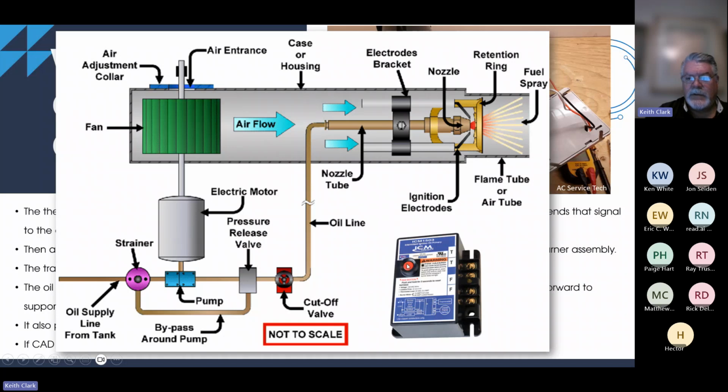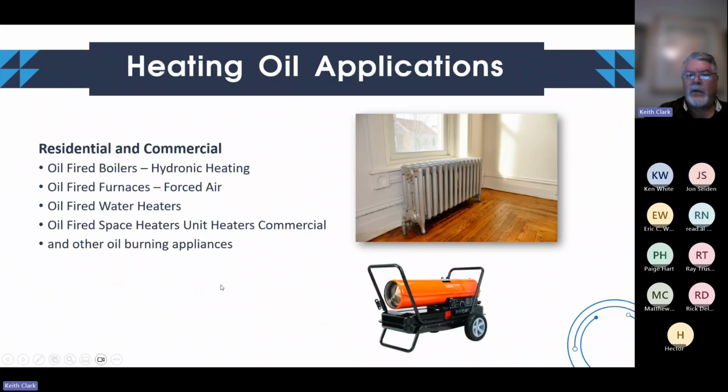off you go. So where is heating oil? What are the heating oil applications? So it's used in both residential and commercial. Oil-fired boilers, probably the main source for oil-fired stuff. Hydronic heating. So hydronic heating, everybody's seen these radiators pumping hot water through the radiator to heat a room. Some parts of the country that's very, very popular even still.